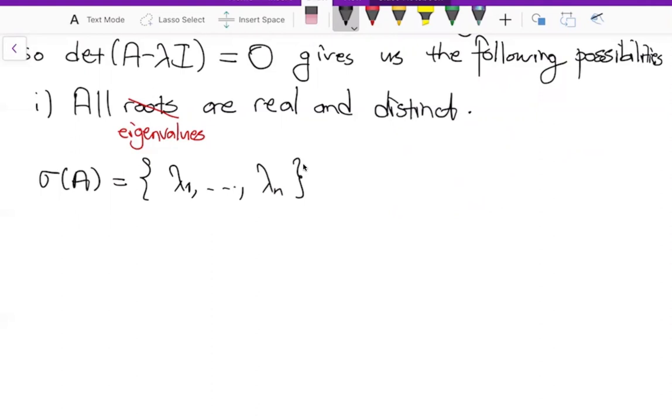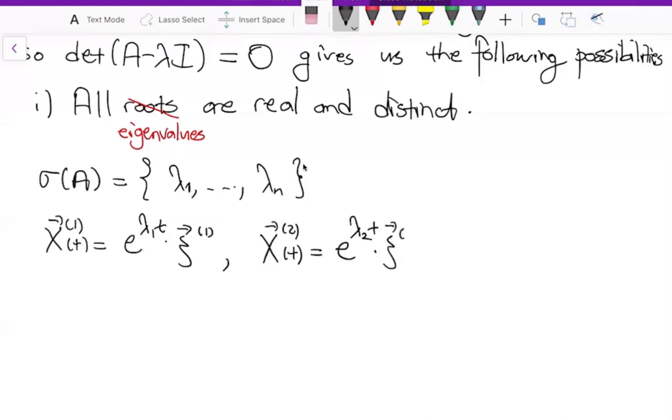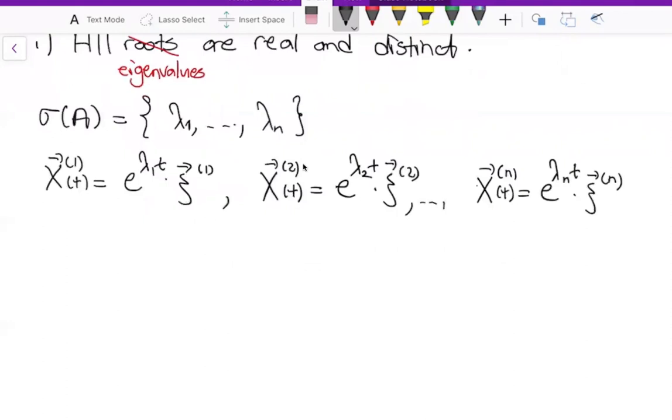So here, we will be able to get the first solution, e to the lambda 1 t times c1, where c1 is the eigenvector of the eigenvalue lambda 1. You will get another solution, e to the lambda 2 t times c2, where c2 is an eigenvector of lambda 2, and you will have e to the lambda n t times cn. This way you will get n many solutions.